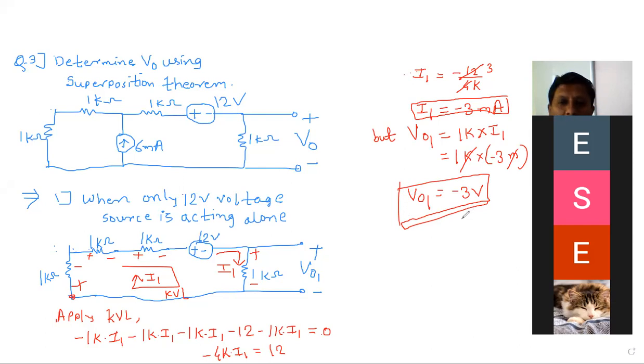And by using KVL, you can get the I1 answer. Once you get the I1, you can find out the voltage across 1K as V01. So this will be the procedure to find out the value of V01. Now next thing is when only 6 milliampere current source is acting alone.